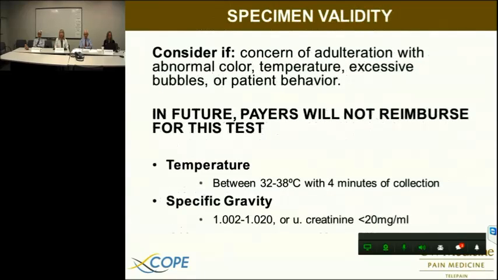Sample validity. If you're concerned about adulteration and if your MA says, well, this kind of looks funny, look at color, temperature, excessive bubbling. But in the future, that's going to be our responsibility as providers. Payers are not going to reimburse for confirmation of specimen validity, and that was really fairly straightforward and repetitive in the early CMS guidelines that still have not formally come out. So for temperature, you want it between 32 and 38 degrees centigrade, and specific gravity within these particular numbers.